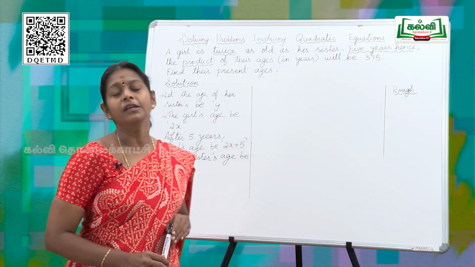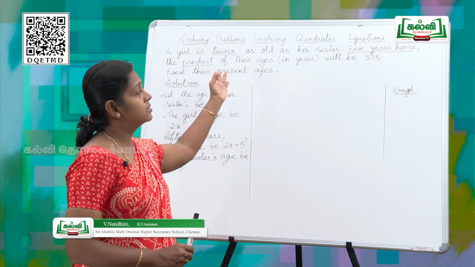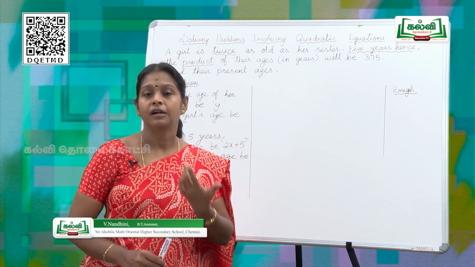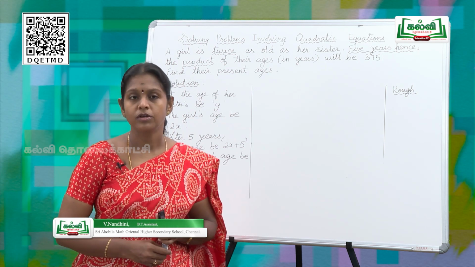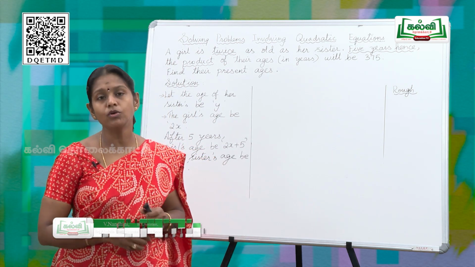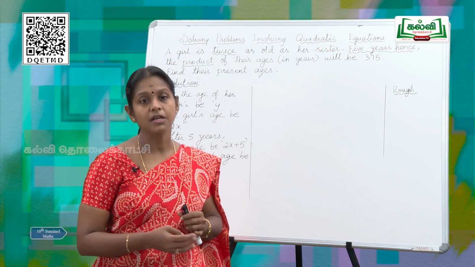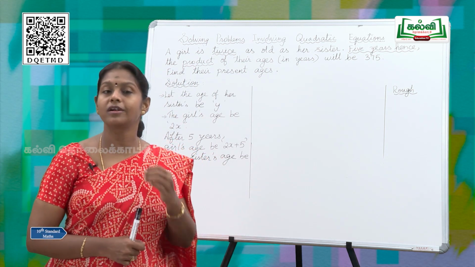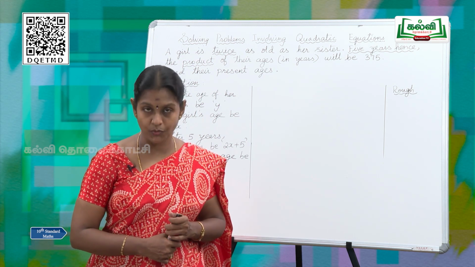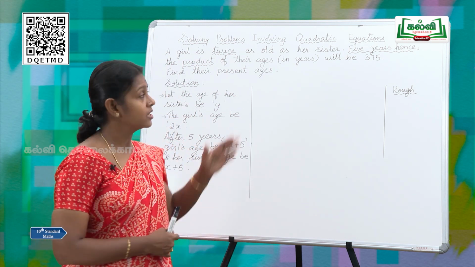Usually we will use this situation in our daily life. That means we will have brothers, sisters in our home. So, how to calculate their ages, how to compare our age with others. That is the real life situation, and how we are going to use the quadratic equations in that situation is represented by this question.